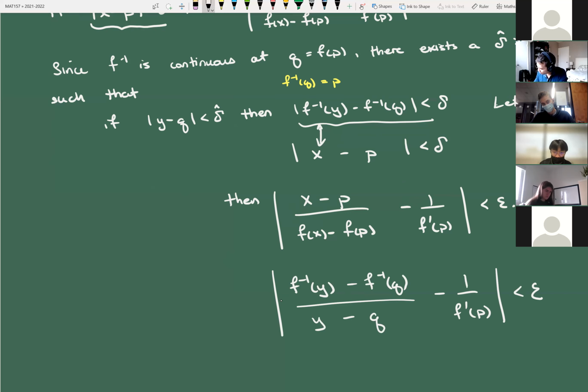So note that even though I wrote this thing upside down, here's a cool thing. When I rewrote it in terms of y's and q's, I basically took that information in the domain and converted it back into information in the codomain. It magically became exactly the difference quotient for f inverse, right? So I think that's pretty cool. And this is exactly the statement.